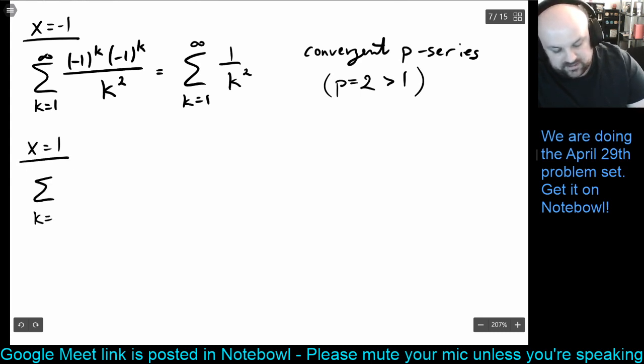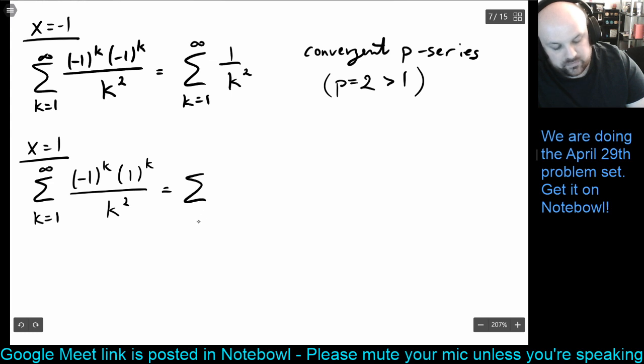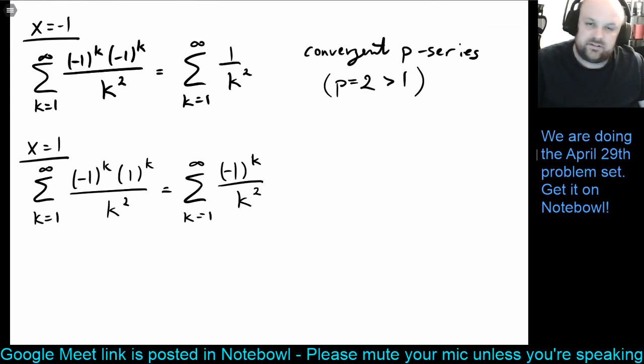Think about this one for a second, where we plug in x equals 1. We get negative 1 to the k, 1 to the k, over k squared, k equals 1 to infinity. So this is now negative 1 to the k over k squared. So take a second to think about whether this should converge or diverge, and if it does, why it does that. And I should be right back in about 1 minute.